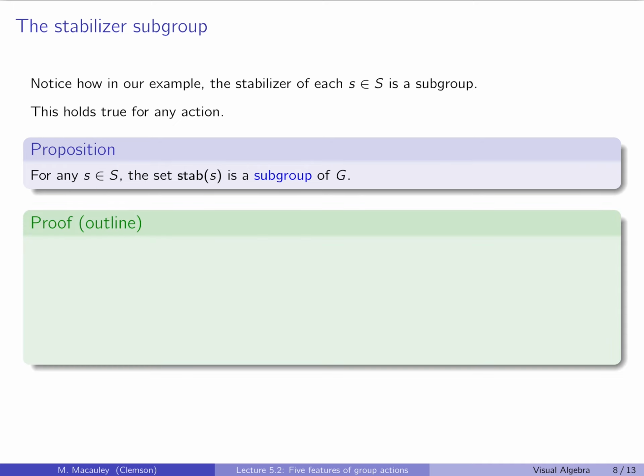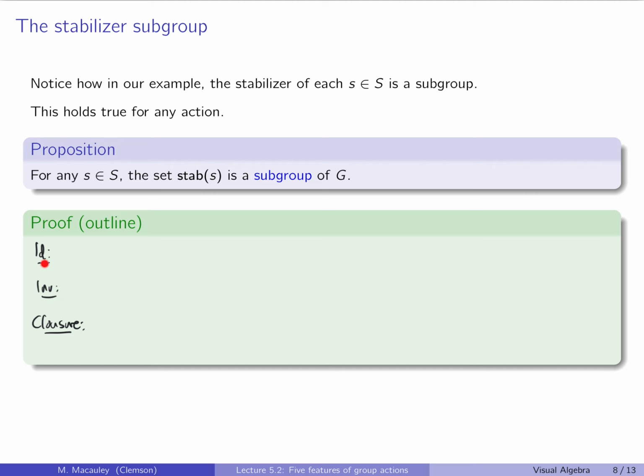To prove this, we have to show that the stabilizer satisfies the three properties of a subgroup. Associativity is inherited from the operation, so we just have to show that it contains the identity, that it's closed under inverses, and that it's closed under multiplication. So let's first talk our way through these using the group switchboard analogy.